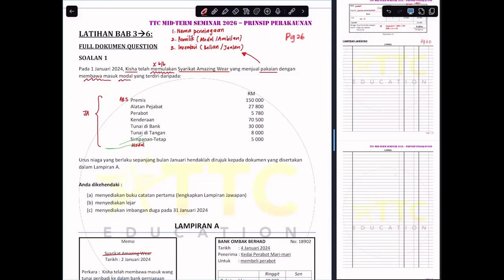Office equipment. You buy a laptop, why AS? You buy a computer, use it less than a year? More than a year. So ABS. Perabot, furniture, sofa, table, chair, ABS also. Kenderaan, ABS. Just now we saw it earlier. Tunai di bank, just cut it short, too lengthy already. Bank. Okay, yes, it is AS. Tunai di tangan, cash on hand, just call it cash.